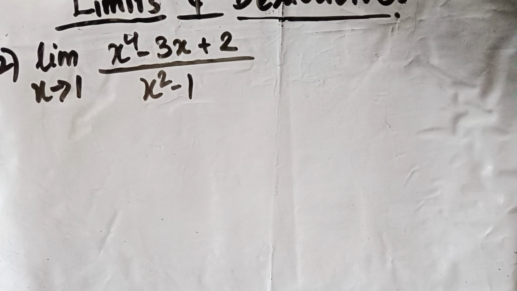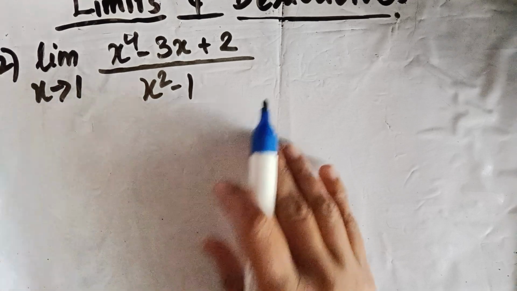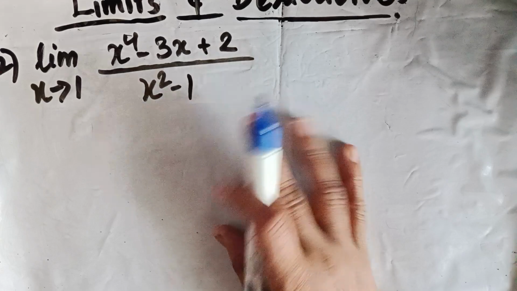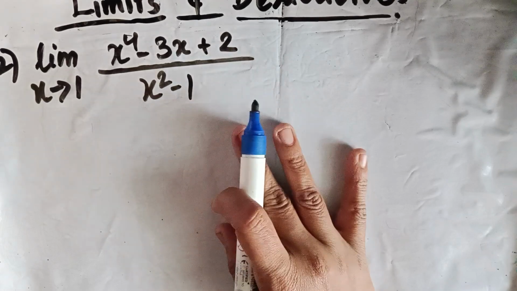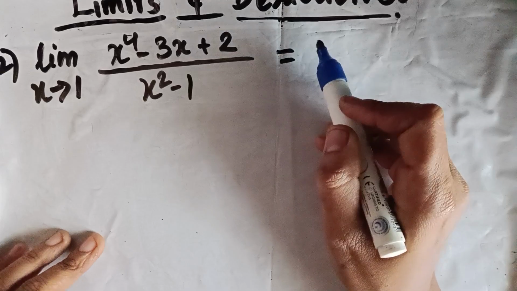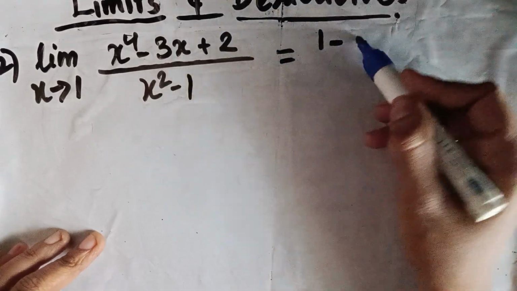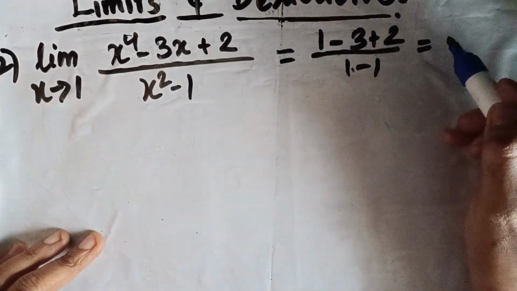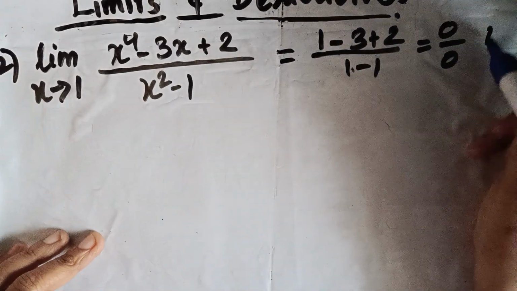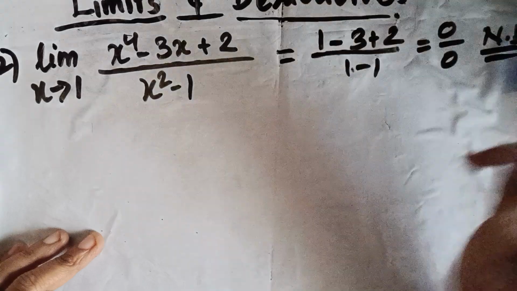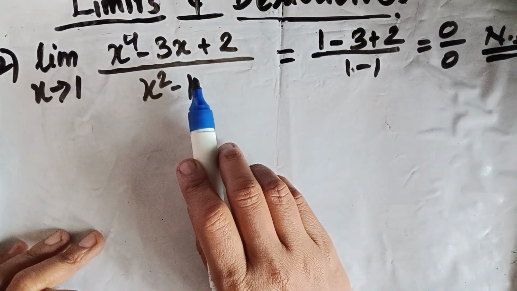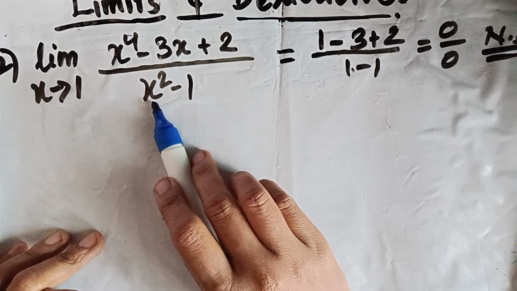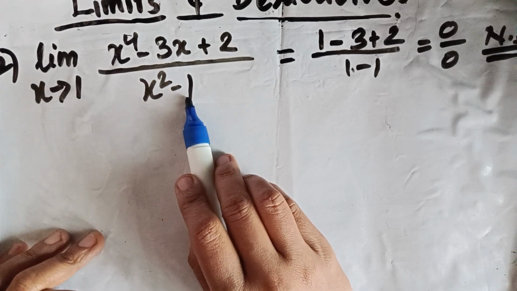Next question. So here your term in the numerator is x raised to 4. In the denominator it is x square minus 1. First you have to put the value 1. So 1 minus 3 plus 2 upon 1 minus 1. So this becomes 0 by 0 form, not defined. So we have to reduce this. We can find factors of this term, that is, this is a square minus b square form.